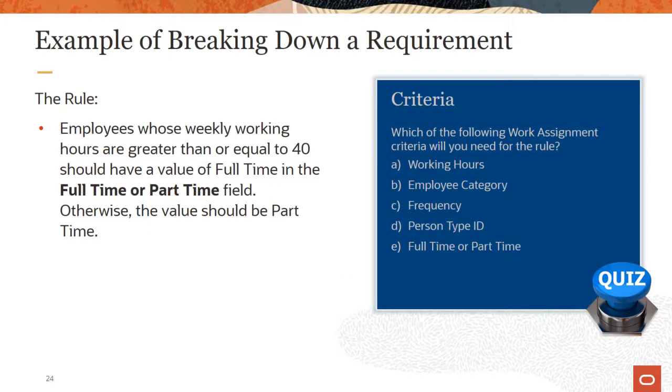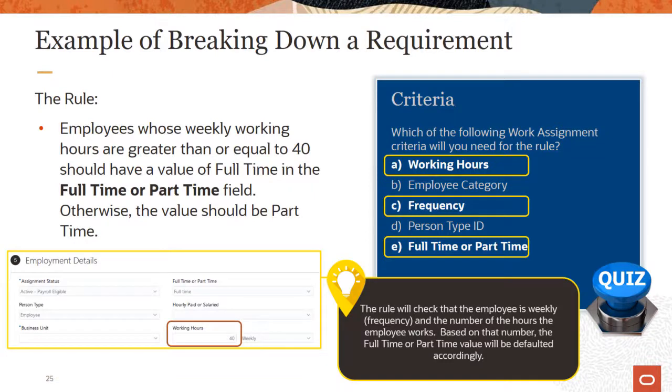Now, we need to list all of the criteria, objects, and fields that you need for your rule. Which values on the work assignment object are needed for this rule? Is it working hours, employee category, frequency, person type ID, and or full-time or part-time? When the working hours and frequency are entered, the rule will default the value in the full-time or part-time field accordingly. Therefore, the answers are A, working hours, C, frequency, and E, full-time or part-time.